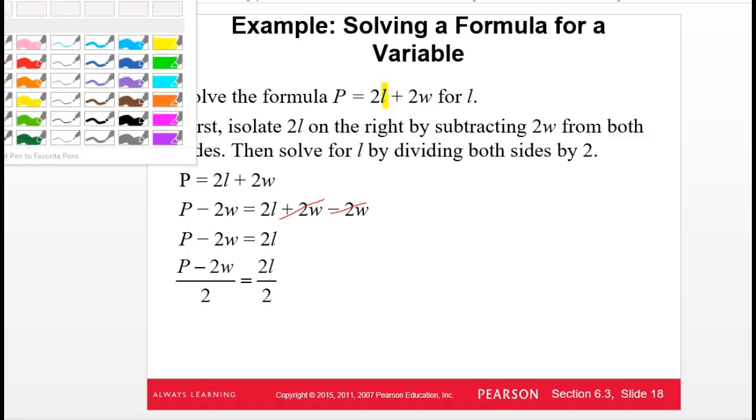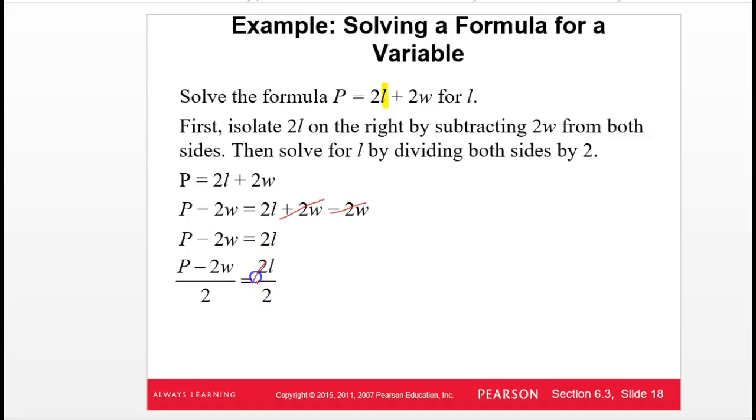So we're actually done at this point. We have L isolated, meaning there's nothing over there with the L, but the other side is just an expression, and that's the best we can do when we solve a formula for a variable. We can't solve and get a number answer. We just have to get an expression.